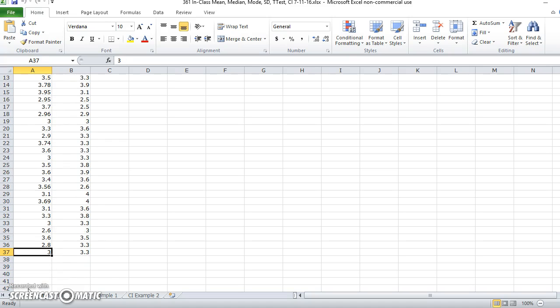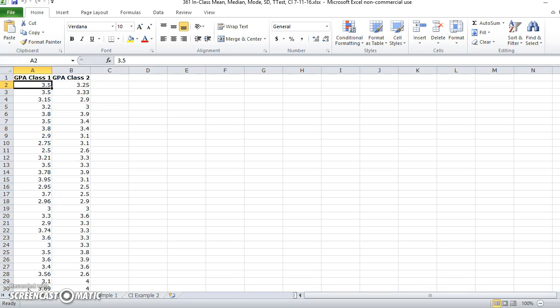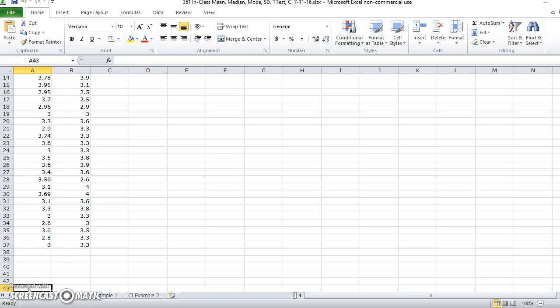So the first thing we want to do when we're thinking about doing a t-test between two groups is I like to get the means, or the averages, for the two groups as well as the standard deviations to get a grasp of any differences that might be going on.